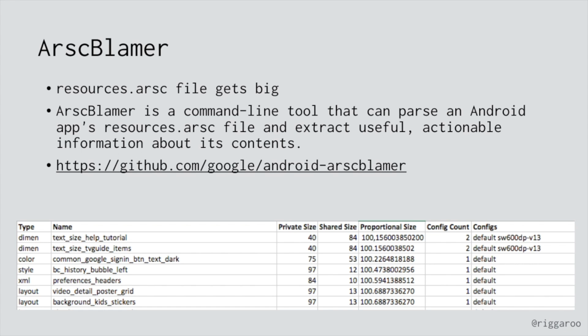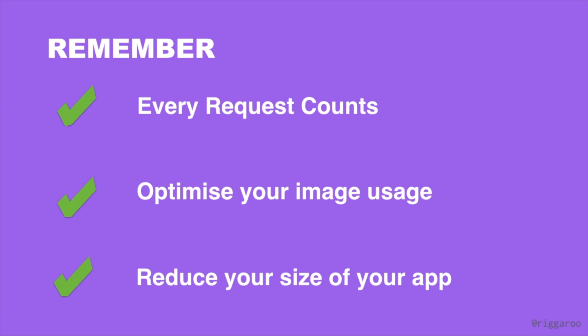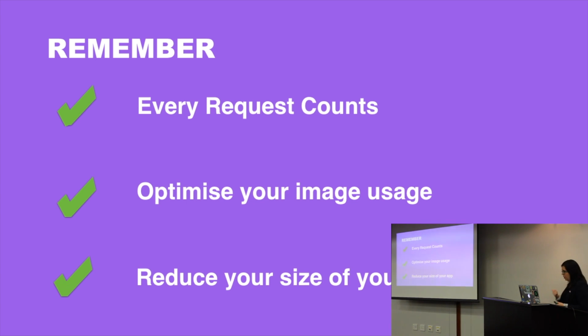Okay, so that's a lot of tools and a lot of talk. To sum it all up for you guys, there are 3 things you need to remember. Every request you make is counting, and you should probably be doing less than what you already are. You need to start optimizing your image usage, so use vector drawables if you can, apply compression, and then reduce the size of your app that you deliver to your users. So optimize your images, remove unused code, and ProGuard your code.